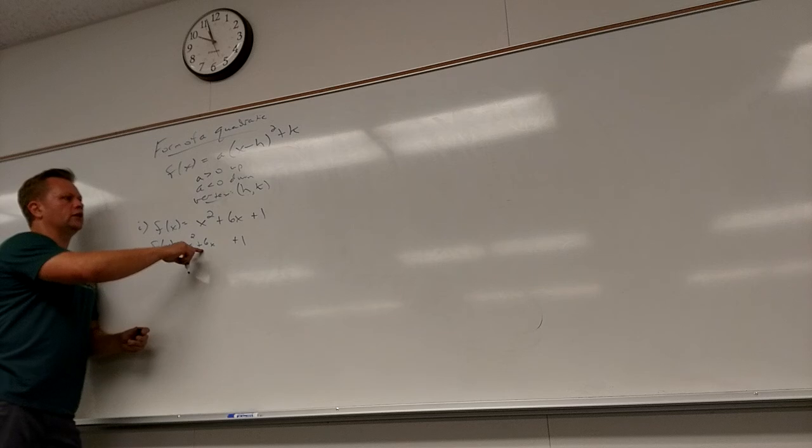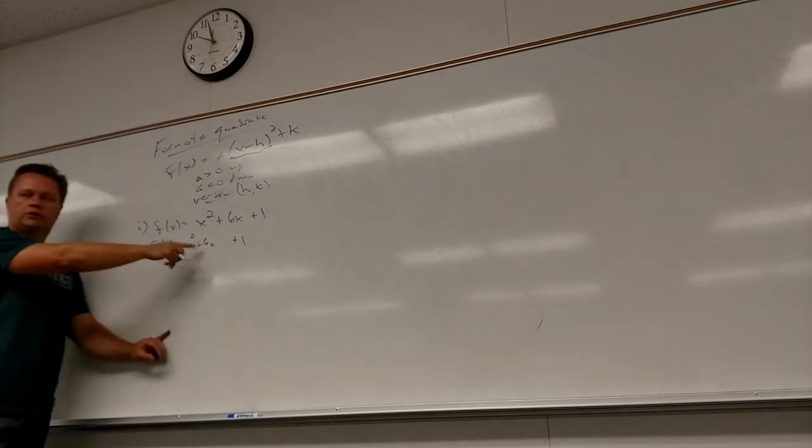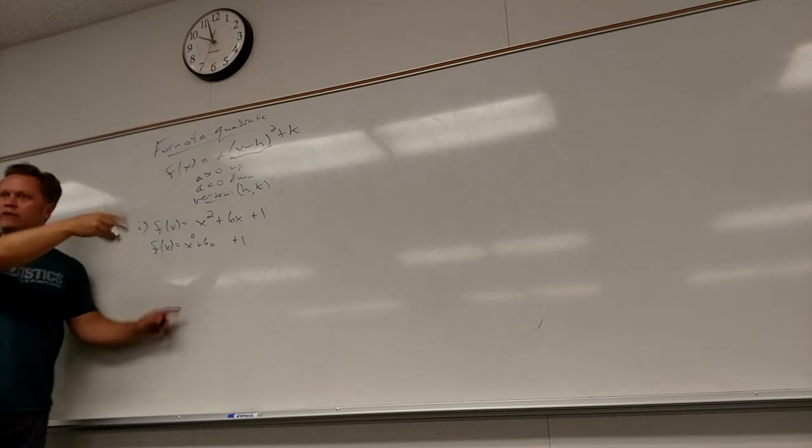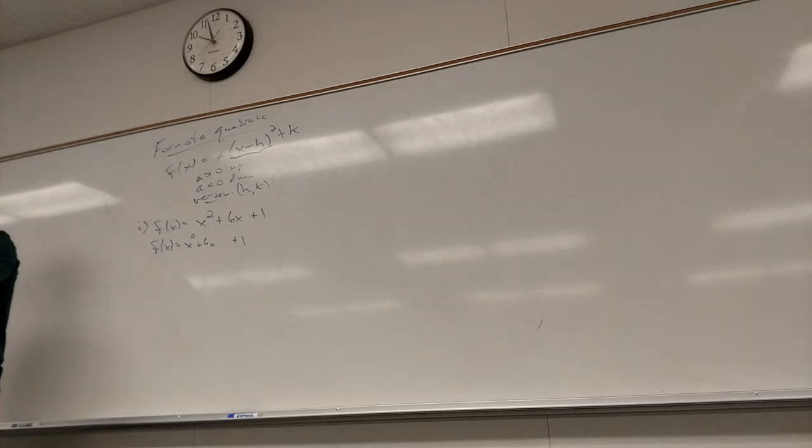So I'm going to try. Now look at the idea. I want to make it look like this, and it doesn't look like that right now, right? But we have a process to make it look like that, which is the completing the square process. That's what makes it look squared, right? That's why I call it complete the square.